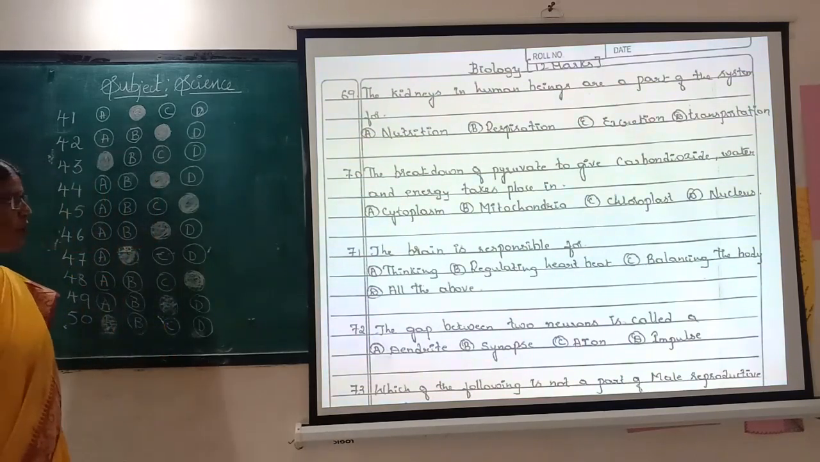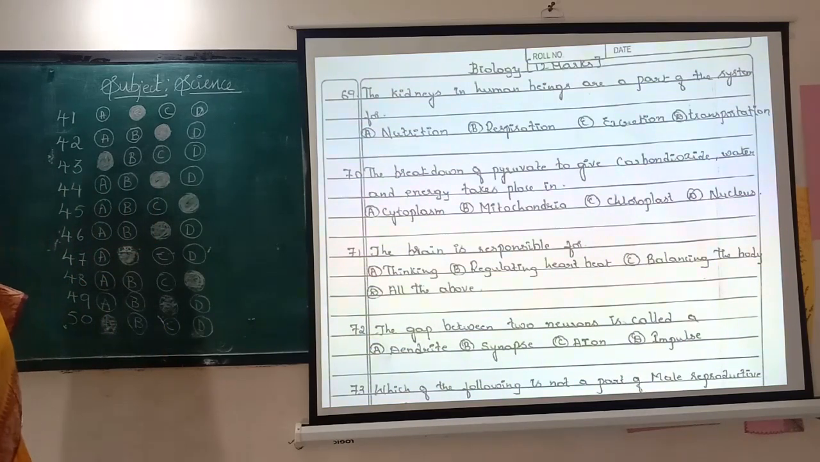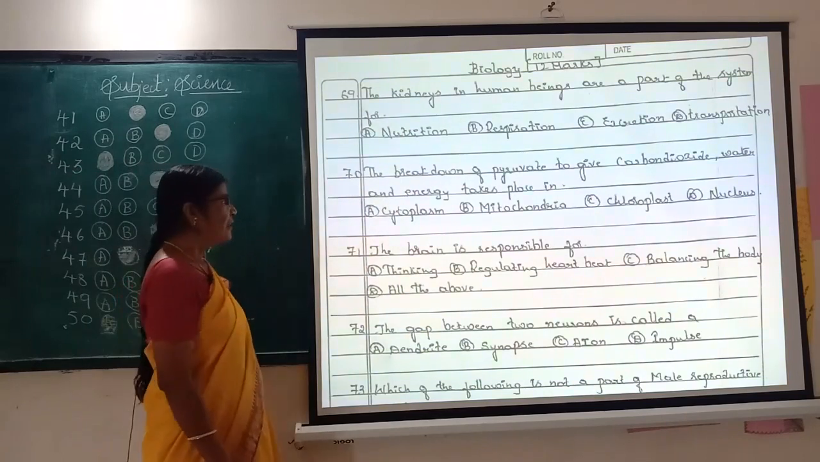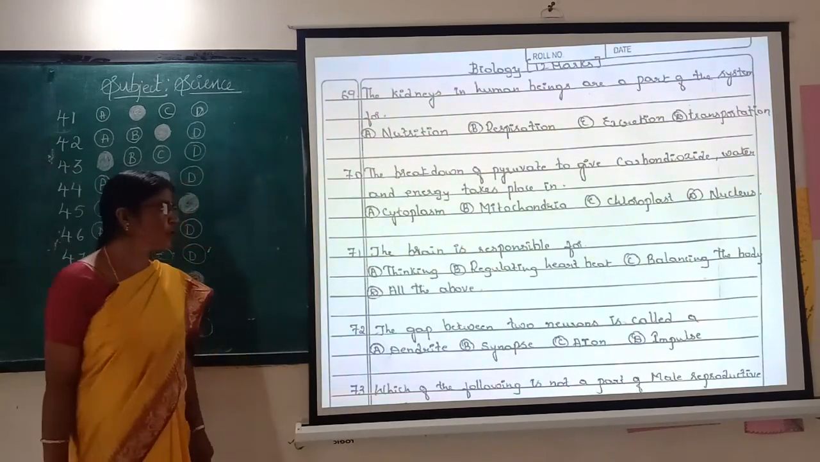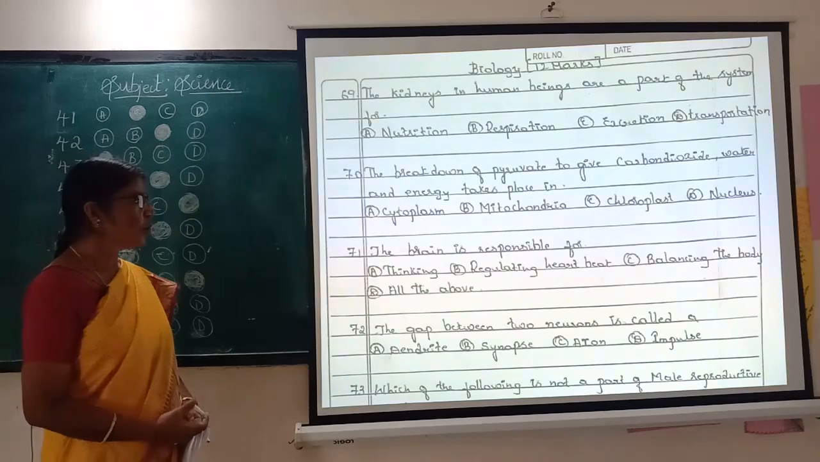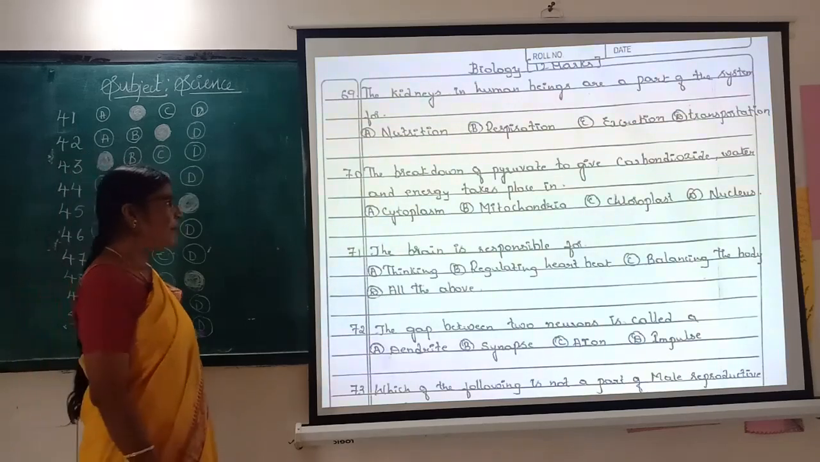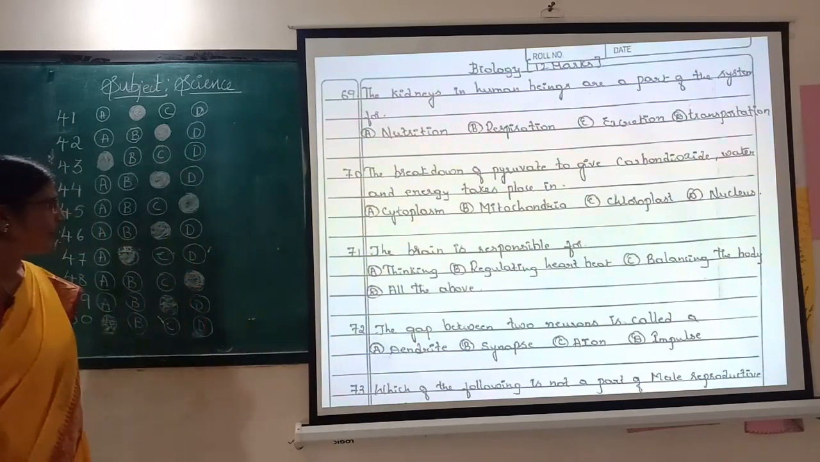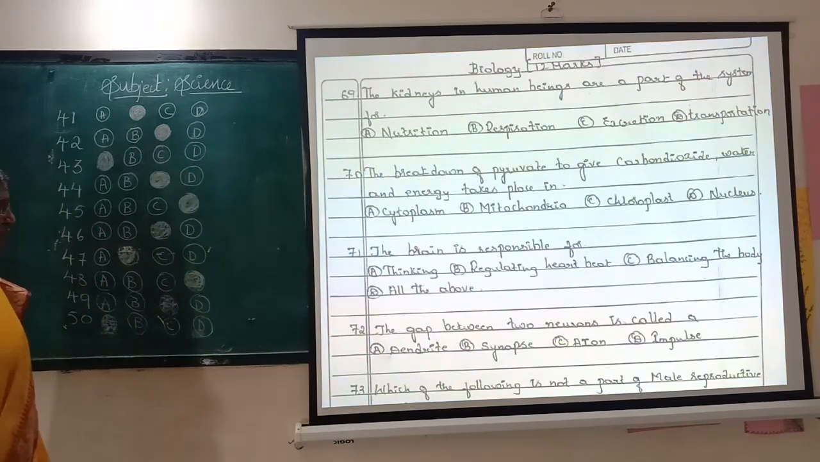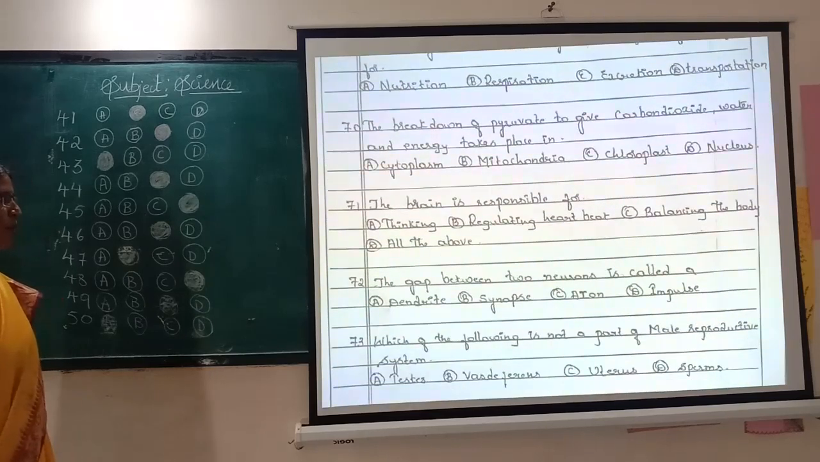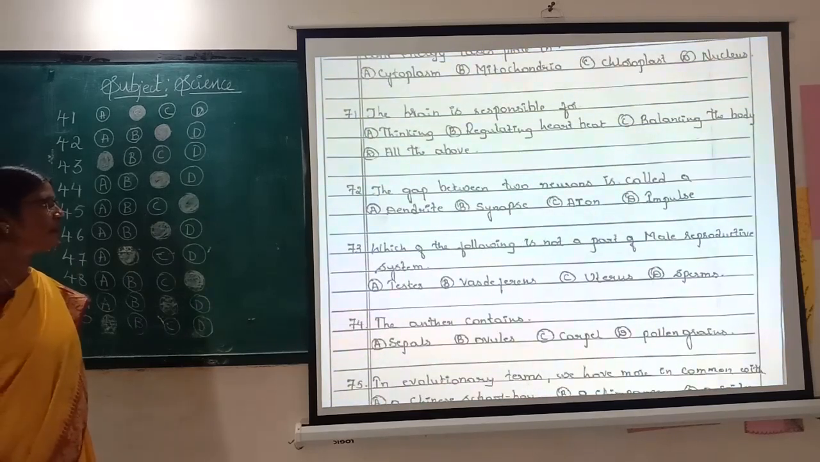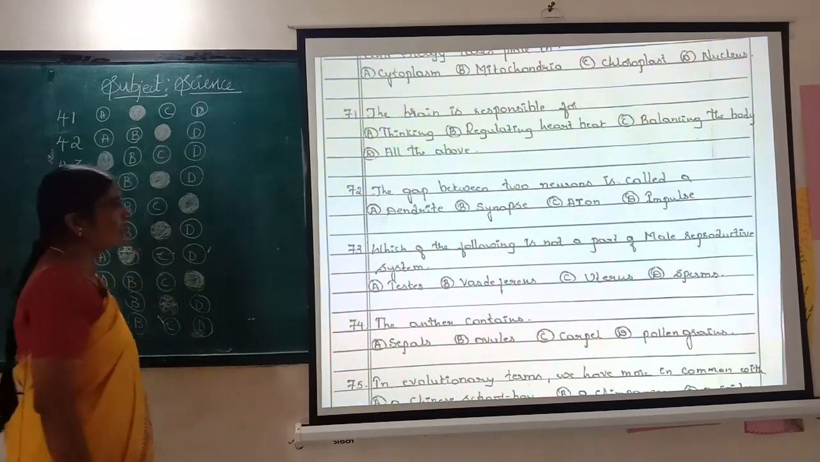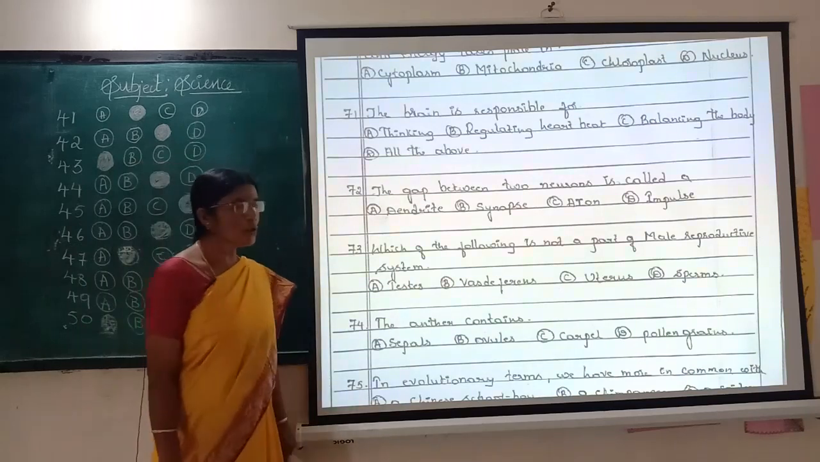Next, 70th question. The breakdown of pyruvate to give carbon dioxide, water and energy takes place in: option A cytoplasm, option B mitochondria, option C chloroplast, option D nucleus. B is the right answer, that is mitochondria, children. Next, 71st question. The brain is responsible for: option A thinking, option B regulating heartbeat, option C balancing the body, option D all the above.